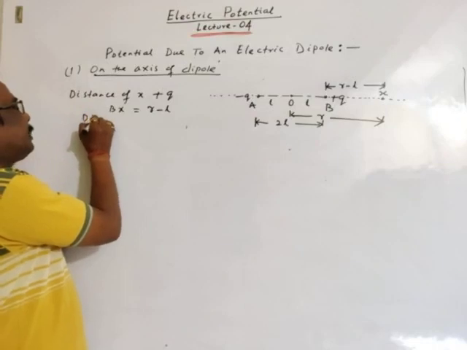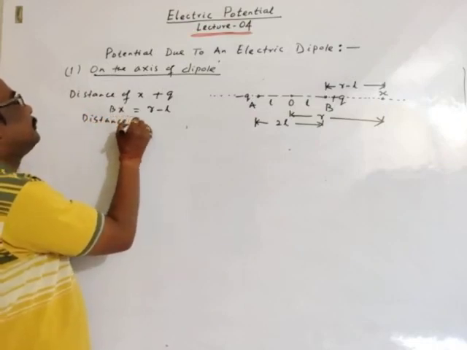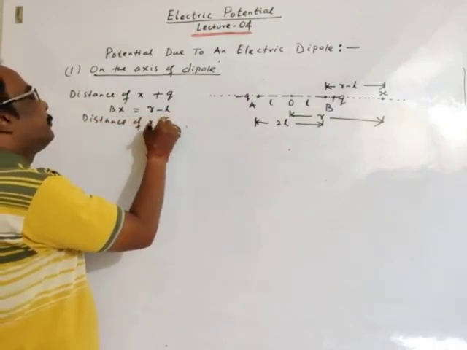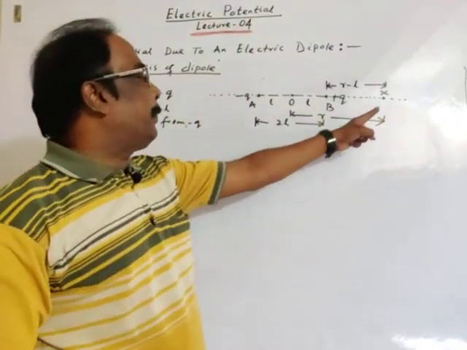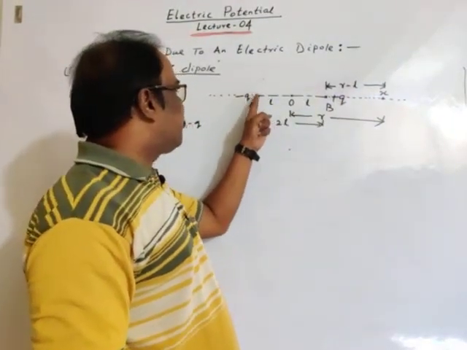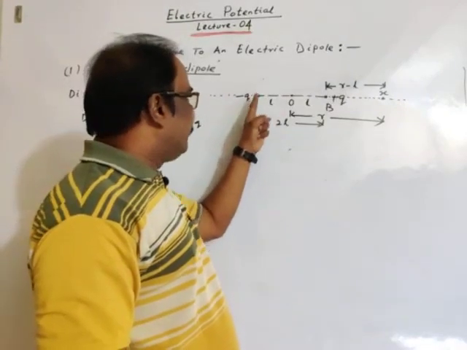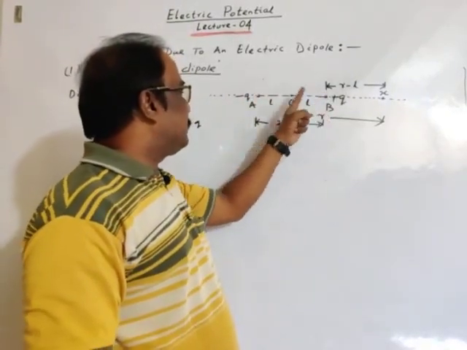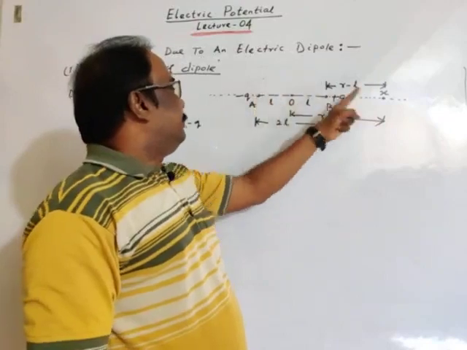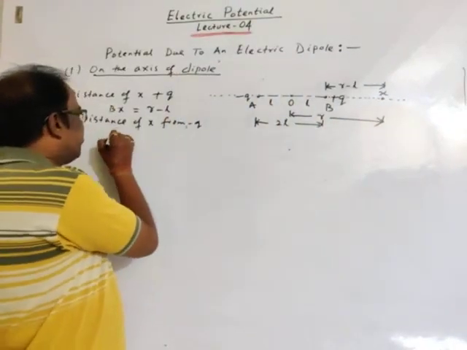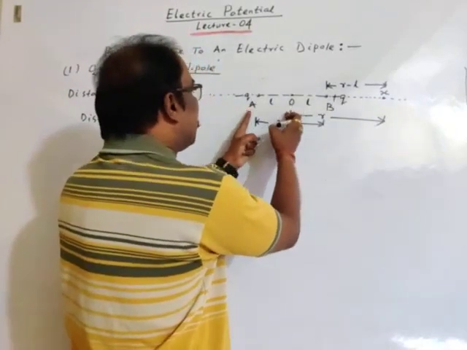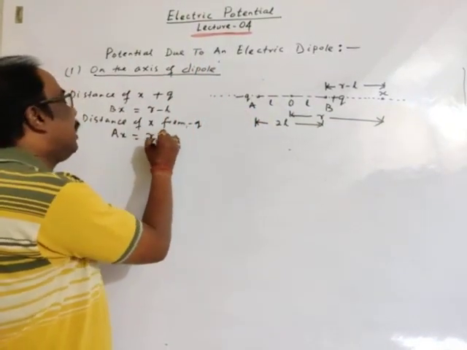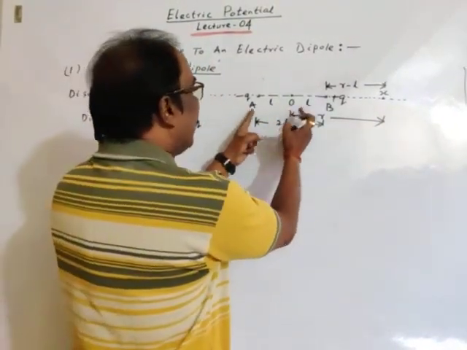Similarly, the distance of X from minus Q, which is at point A. These are two point charges, and the distance is Ax. Obviously, Ax is equal to R plus L, since this is R and this is L.